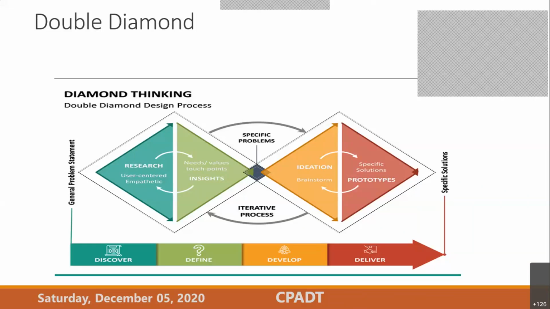From the specific solutions, you try to build prototypes, and on this prototype you try to come up with a final end user solution. So the first diamond is where you have discover and define. First you are trying to discover your problem and define your needs for that. Then you try to develop, brainstorm, come out with ideas, and then deliver the specific solution with the prototype. So this is your double diamond.